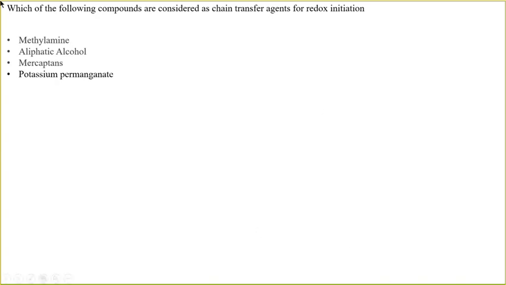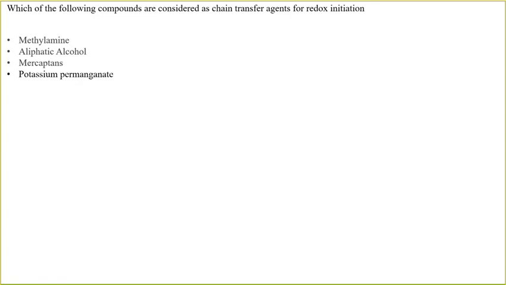So the compounds which are considered as chain transfer agents for redox reactions are, amongst these, methylamine, aliphatic alcohol, and mercaptans, because they are easily able to transfer free electrons to other propagating chains. They are very capable of transferring free electrons, as they themselves have quite an abundance of electrons present there.